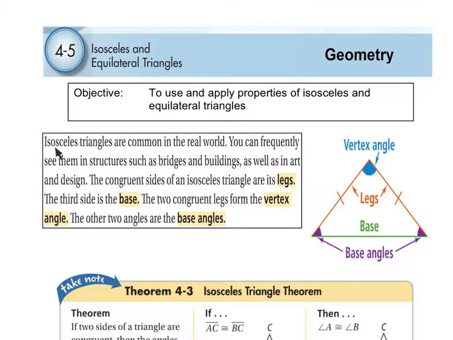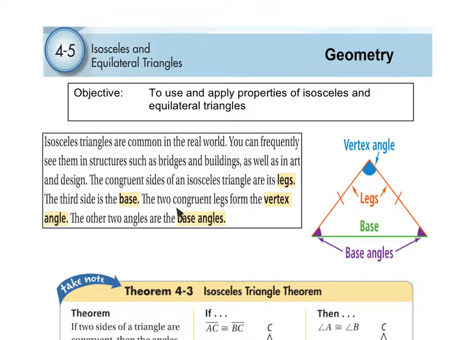Isosceles triangles are common in the real world. You can frequently see them in structures such as bridges and buildings, as well as in art and design. Now, the congruent sides of an isosceles triangle are its legs. An isosceles triangle is a triangle that has two congruent sides. So the legs are the two sides that are equal. The third side is what we call the base. This bottom down here is the base. The base is the one side that's the odd man out.